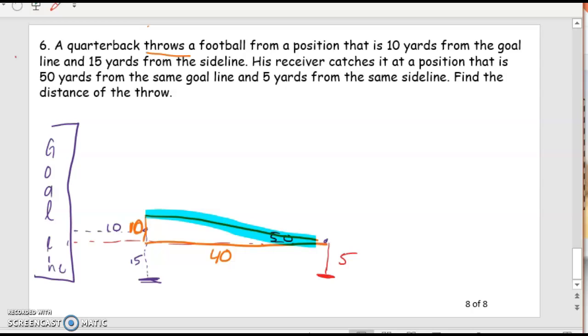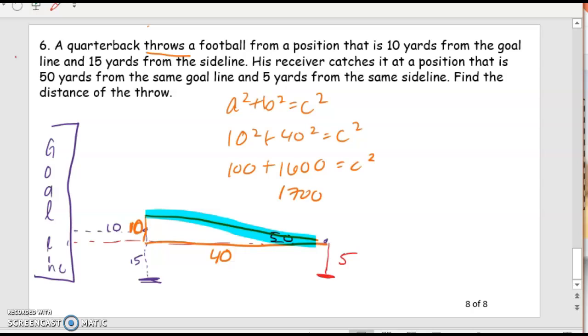So again, throwback to the Pythagorean theorem, we're using a squared plus b squared equals c squared. It doesn't matter which one you choose to solve for a, which one you choose to solve for b. C is the hypotenuse, so that's my highlighted blue line. So 10 squared plus 40 squared equals c squared. 10 squared is 100, 40 squared is 1600, equals c squared. It seems really large, but when we take the square root, it's going to get significantly smaller. So 1700 equals c squared. Take the square root of both. C is going to be 41.2 yards.